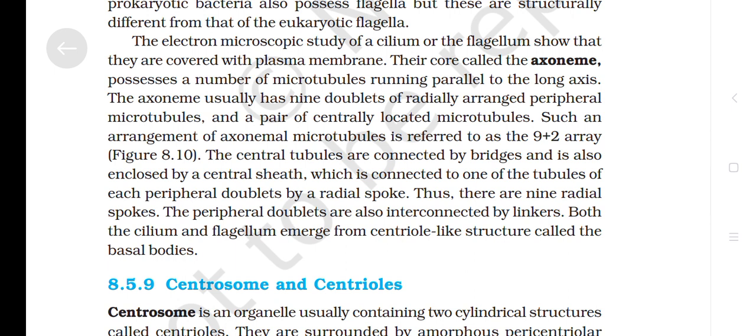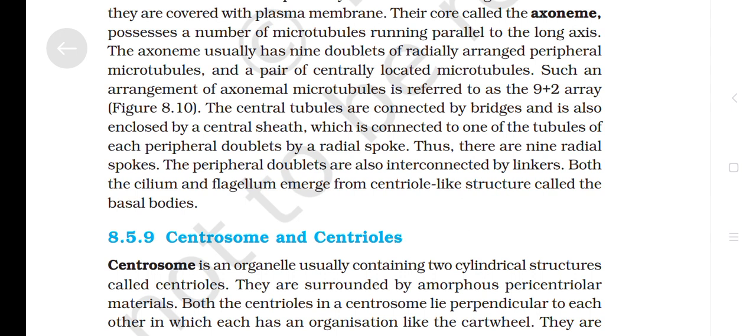Their core, called the axoneme, possesses a number of microtubules running parallel to the long axis. The axoneme usually has 9 doublets of radially arranged peripheral microtubules and a pair of centrally located microtubules. Such an arrangement of axonemal microtubules is referred to as the 9+2 array, figure 8.10. The central tubules are connected by bridges and are also enclosed by a central sheath which is connected to one of the tubules of each peripheral doublet by a radial spoke. Thus, there are 9 radial spokes. The peripheral doublets are also interconnected by linkers. Both the cilium and flagellum emerge from centriole-like structures called the basal bodies.